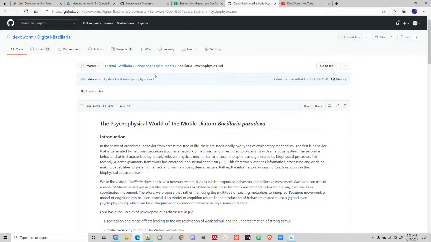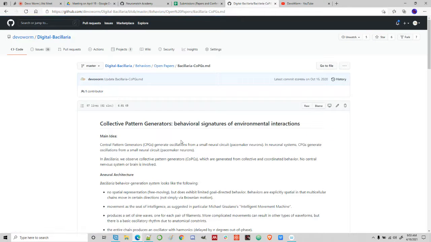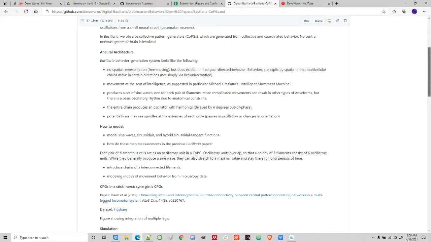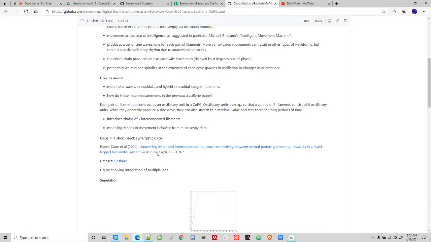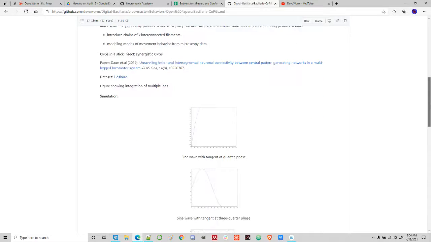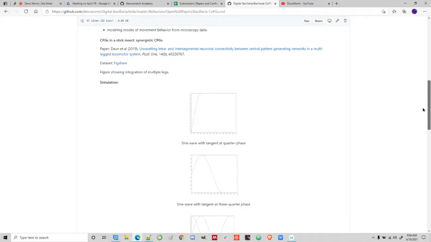And then there's also this idea of collective pattern generators. In chordates, or even in invertebrates, you have central pattern generators that generate oscillations. But these are neurons. In this case, what we're arguing is that there's a collective pattern generator, generated by collectives of cells, which do kind of the same thing. This is running parallel to the psychophysical model. There's a data set using stick insects as a model, looking at synergistic central pattern generators, so that's one source of data you can use as a comparison.